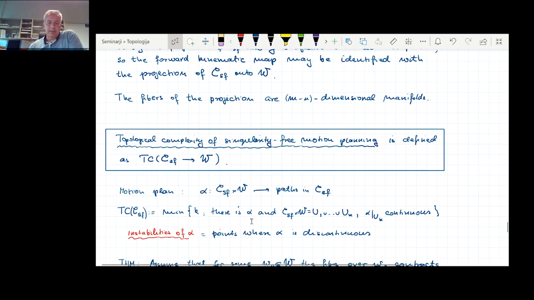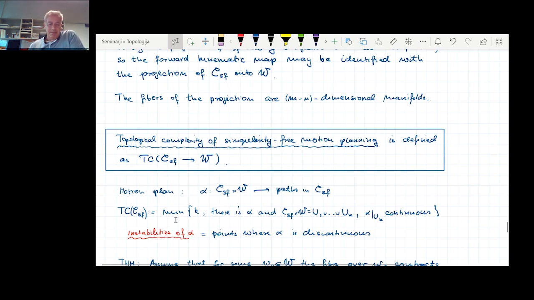Usually these are called instabilities of alpha, because this just means that there are points where your motion planning, your prescribed behavior, is unpredictable. I mean, it can happen that you go left, or you can go and then just some little bit in a similar position, then you go right or left, or up or down, which can result in a collision if you just move according to your predictions.